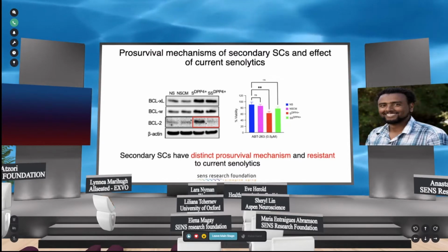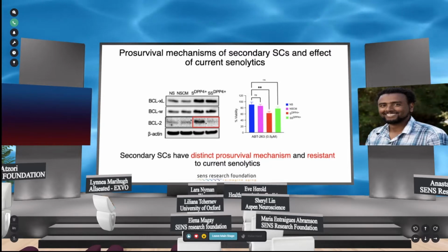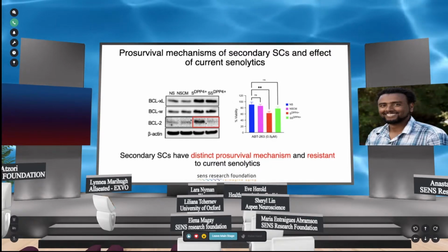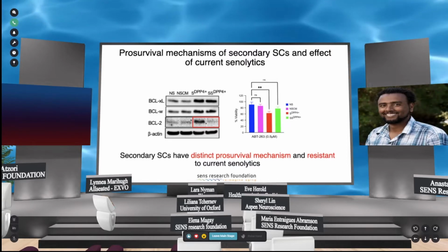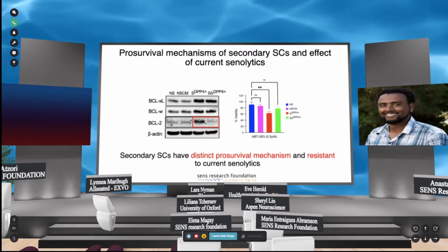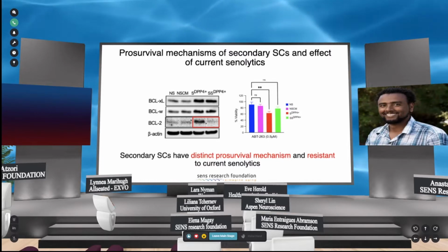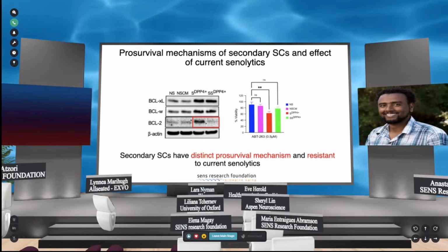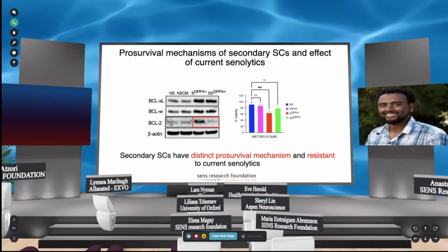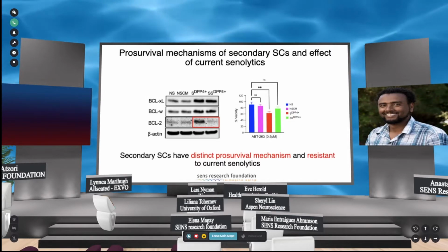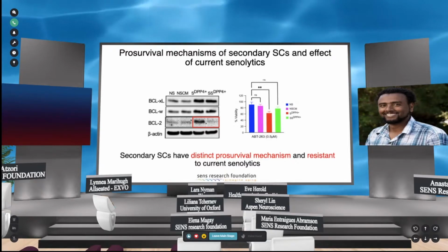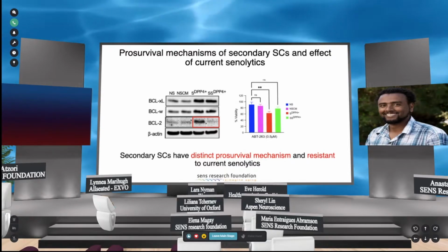The take-home message from here, I think, is that secondary senescent cells have a distinct pro-survival mechanism from that of primary senescent cells, and they are resistant to current senolytics. One thing I need to mention here is that even though I showed only navitoclax, we tested several of the current senolytics, and they are not really effective in killing secondary senescent cells.